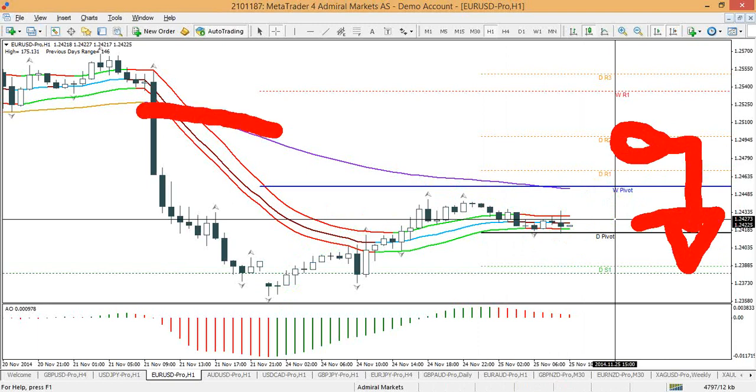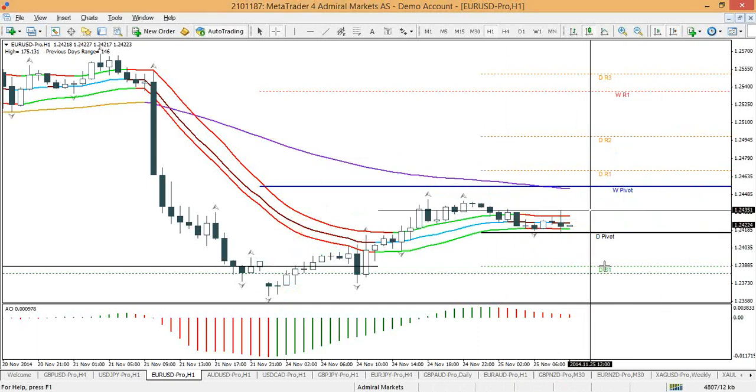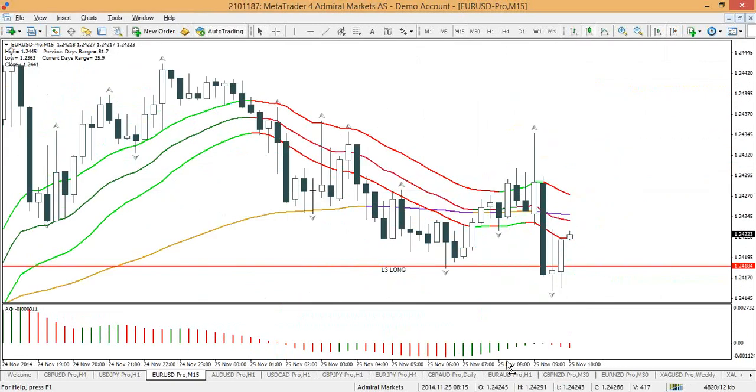Otherwise, everything is in a downtrend. Look, you see here, price below it, the moving averages are aligned to the downside. It just still has to break below the daily pivot point.